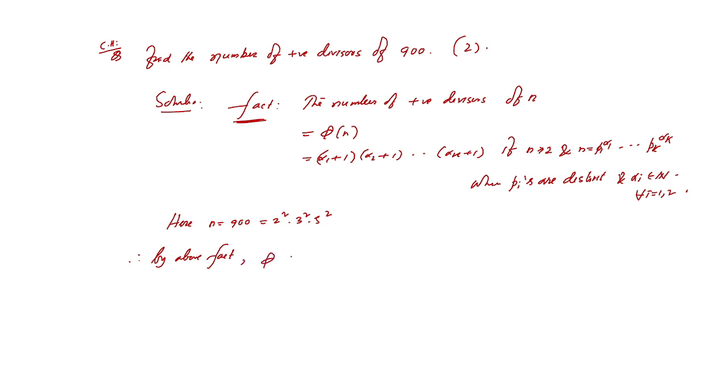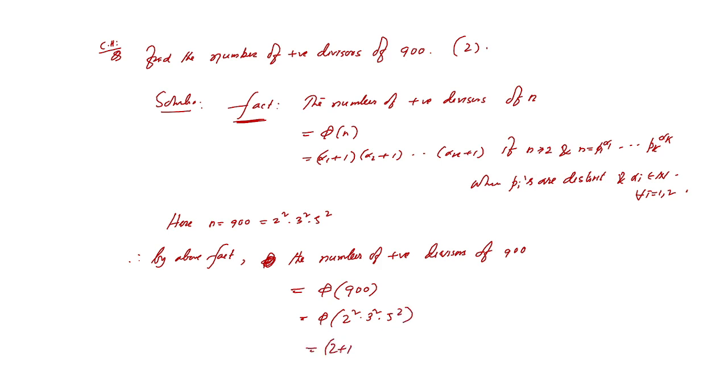what we can write? The number of positive divisors of 900, that will be phi of 900. It is phi of 2 square into 3 square into 5 square. That will be (2 plus 1) into (2 plus 1), again (2 plus 1). So 3 into 3 into 3. So 3 cube, that means 27. So there are 27 positive divisors of 900.